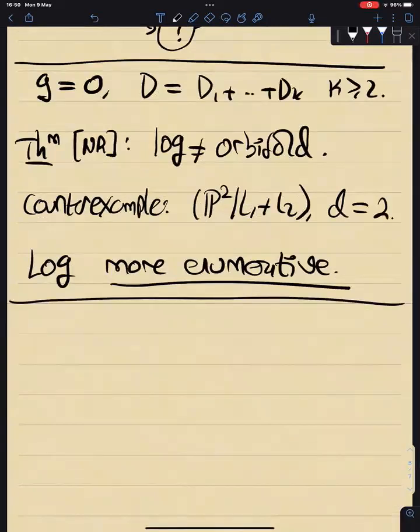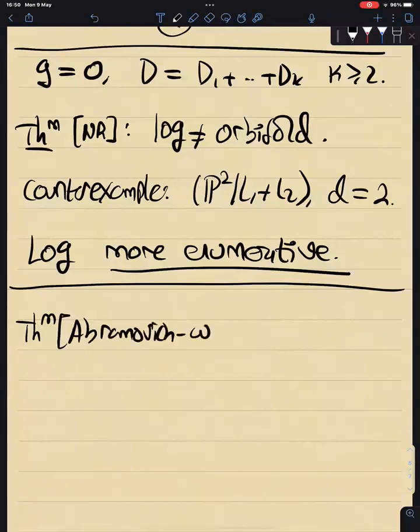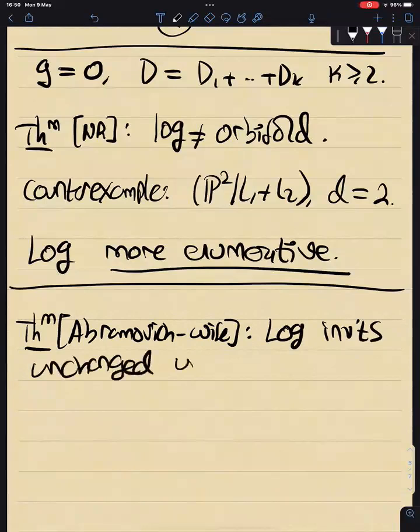Okay, so this is kind of a negative result. So now I'd like to present a positive result. Just firstly, for some background, there's this result of Dan and Jonathan, which says that the log invariants, so these invariants of (X, D), are unchanged under strata blowups of D.